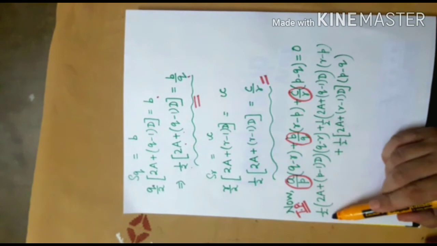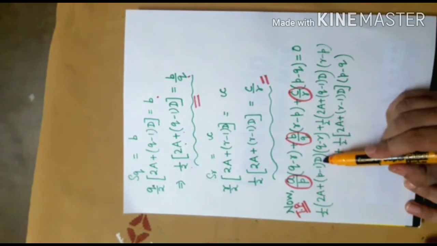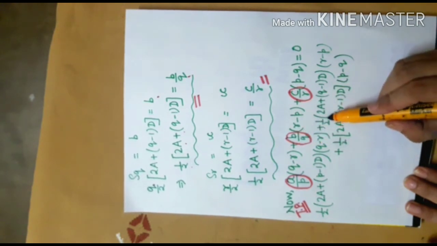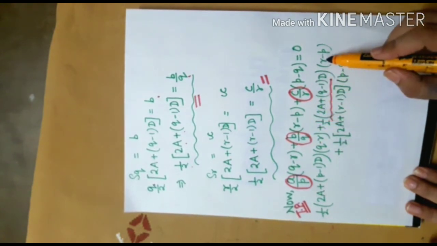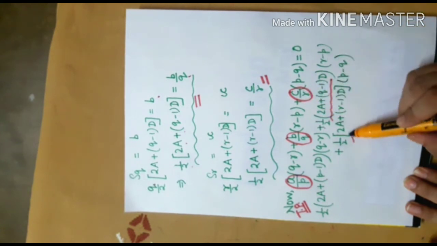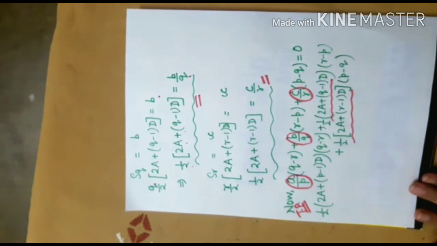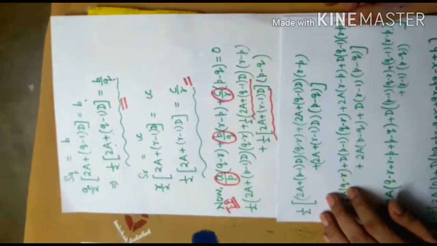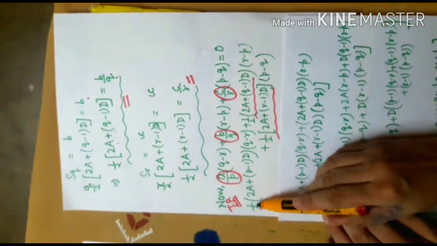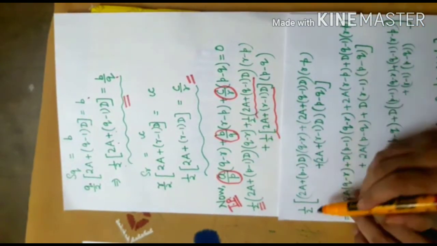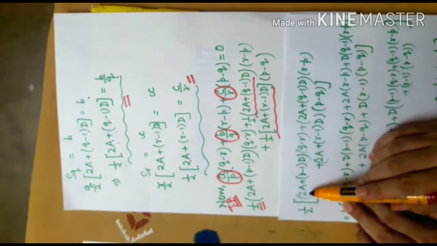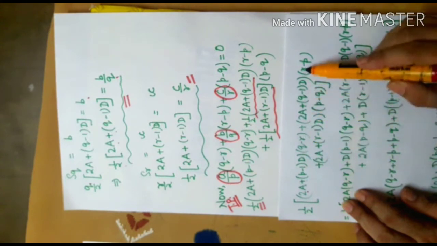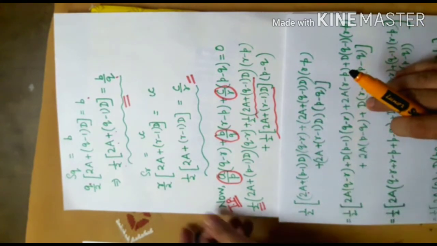So A by P was 1 by 2 into (2A plus (P minus 1) D) into (Q minus R) plus B by Q. B by Q was this into (R minus P), and similarly C by R was this into (P minus Q). Now I have to simplify this. Yes, first I take the common factor 1 by 2 outside. So I have taken 1 by 2 outside. Here I'll get (2A plus (P minus 1) D) into (Q minus R) and these terms as it is, right?